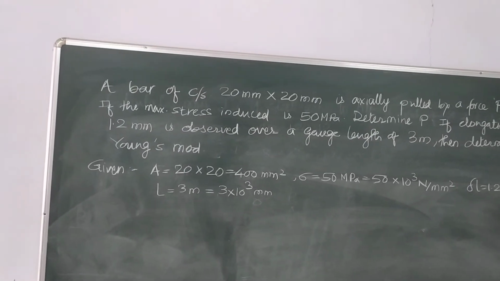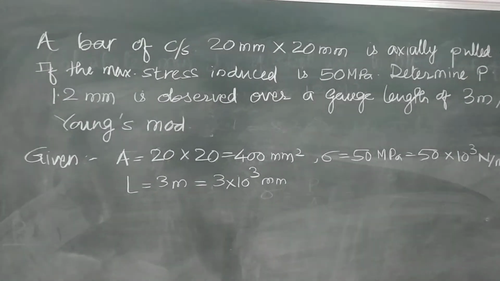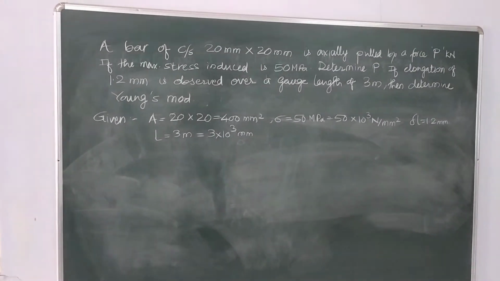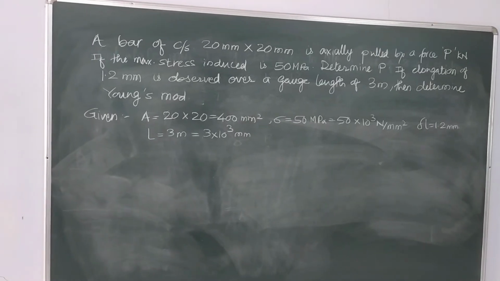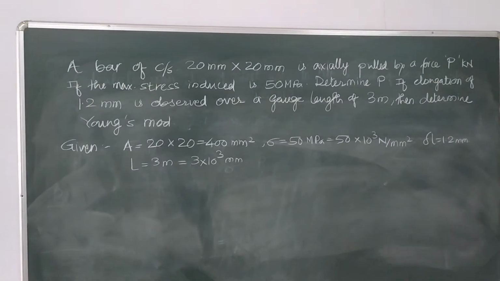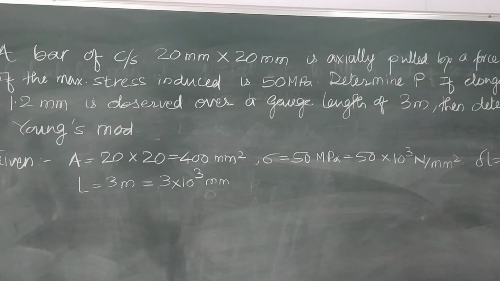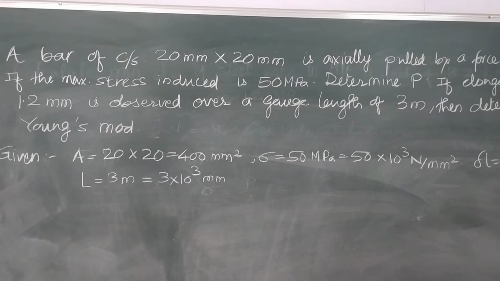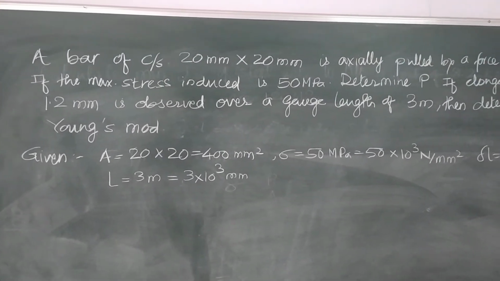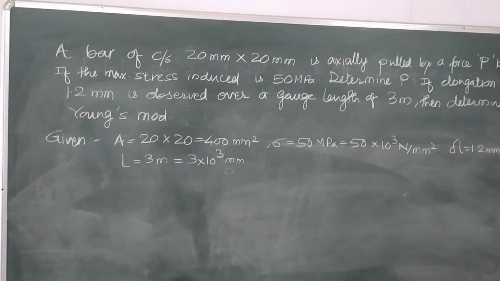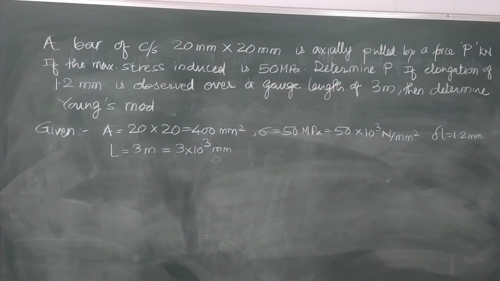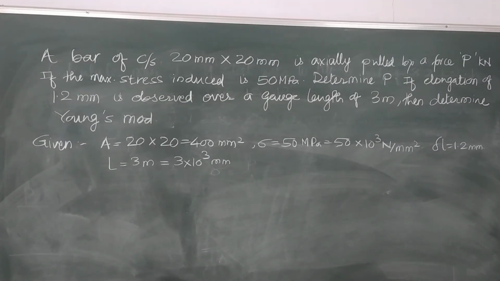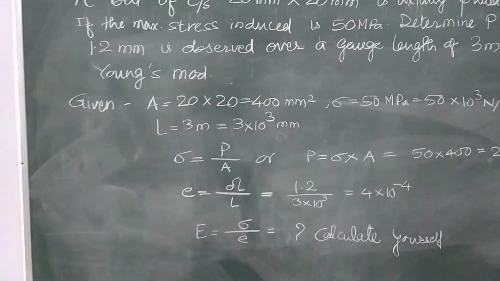Let us solve this problem. First, if your list of formulae is ready, then it is easy to recall the formula which is necessary to solve this problem. Stress and elongation both are given, that means we need the formula sigma is equal to P upon A as well as the elongation formula. That means strain is equal to delta L upon L, change in length upon unit length. So let us solve this problem.